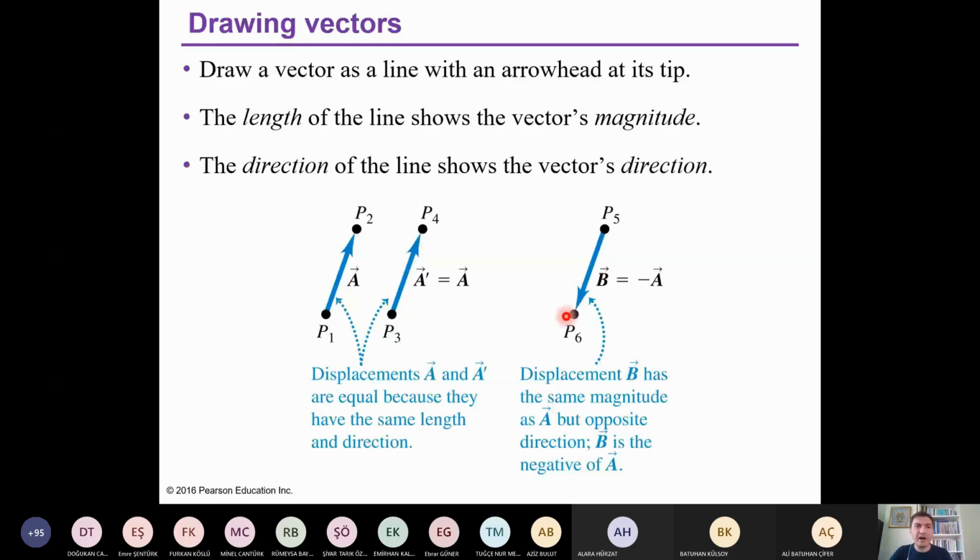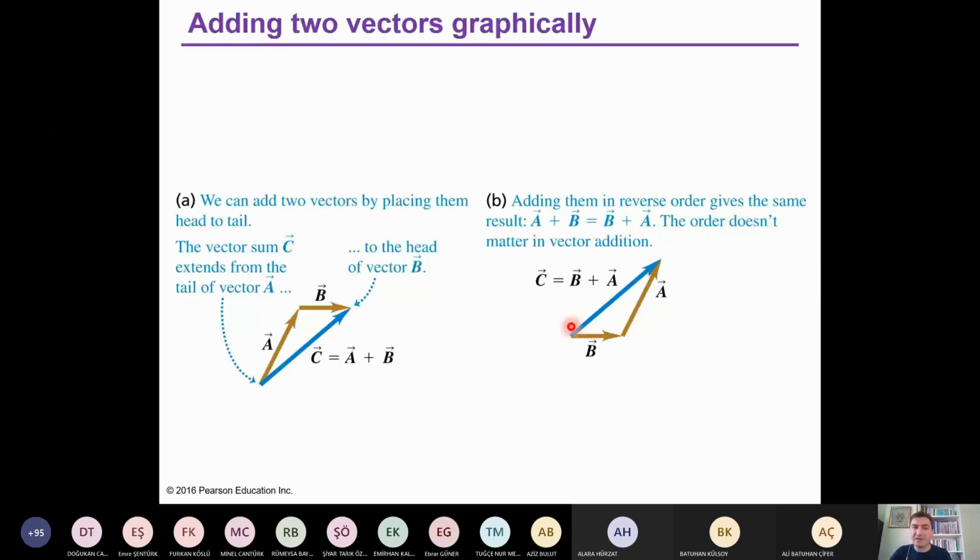Then let me continue. How to add two vectors graphically. We can add two vectors by placing them head to tail. So look at this one vector. This is the head of the A vector, and I have another vector which is given by B, and I would like to add them to each other. So put the tail of B to the head of A, head to tail, okay? Then draw the resultant vector C, A plus B, okay?